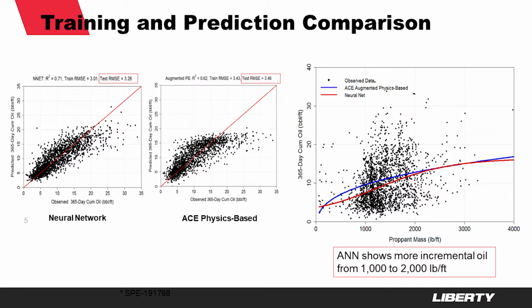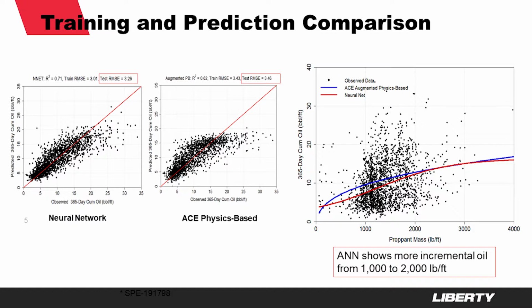We also did a comparison of our neural network on the left with a previous model that we had done for the Midland Basin, and you can see that the neural network outperforms, or is a slightly better statistical model than, what we call the ACE physics-based model. The R-squared is about 0.1 higher, and the root mean squared error is also lower in the neural network.